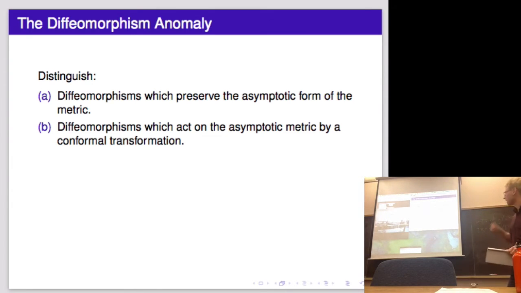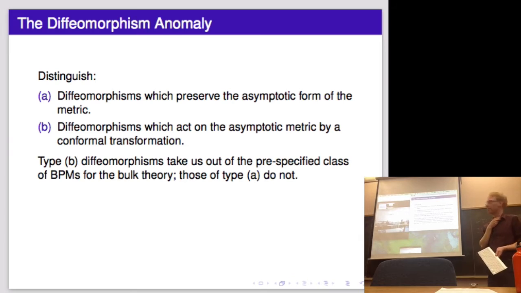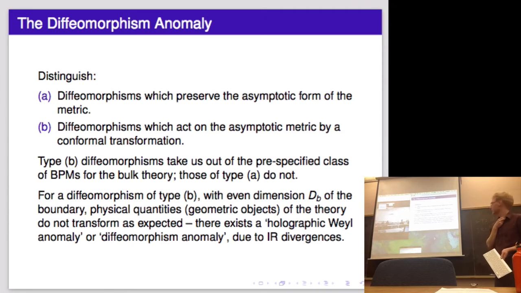Now, if in specifying the bulk theory, we specify the boundary conditions, i.e. we specify its class of possible models, then it's clear that diffeomorphisms of type B are going to take us out of that class of possible models because they do something to the boundary. But what's really interesting about these diffeomorphisms of type B is that when the dimension of the boundary is even, physical quantities of the bulk theory, like the stress energy tensor, don't transform appropriately or as expected under diffeomorphisms. In fact, they pick up extra terms, and this is a manifestation of the diffeomorphism anomaly. And we can see that maybe this would have some tension with criterion B in Haro's definition of background independence.